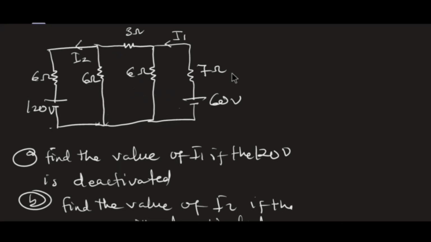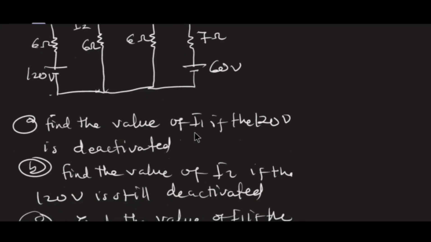I have this circuit network here and it's a multiple source circuit. 120 volts here, 60 volts here. I have a current I2, then a number of resistors. Now the first question is find the value of I1 if the 120 volts is deactivated.